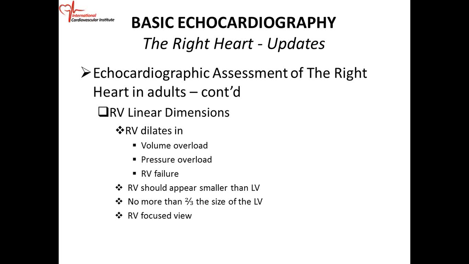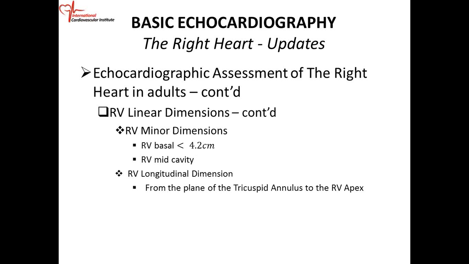And when we evaluate the right side, we do what we call the RV focus view. It's an apical four-chamber view, but with a little modification to look more at the RV. So it's called the RV focus view. And remember when we do the RV minor dimension, that's right at the RV base, we use the tricuspid annular plane. That should be less than 4.2 centimeters. Get in the habit when you're doing your routine study to do these measurements. And you can also do the RV mid cavity, and that should be less than 3.5 centimeters.